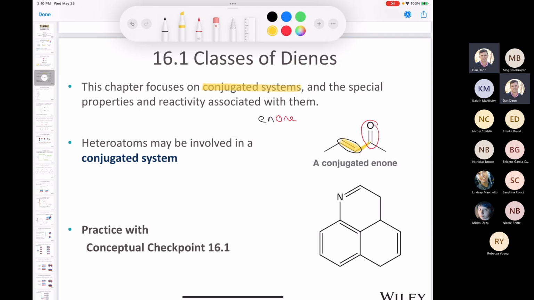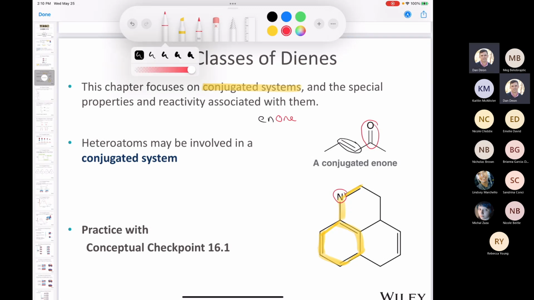We have a double bond, a single bond, and then a double bond. You can also see this interesting compound down here on the bottom, where we do have a fully conjugated system between this aromatic ring and this double bond, but the double bond is attached to a nitrogen. So the nitrogen is a heteroatom, but it's part of this conjugated system that I have highlighted in yellow.